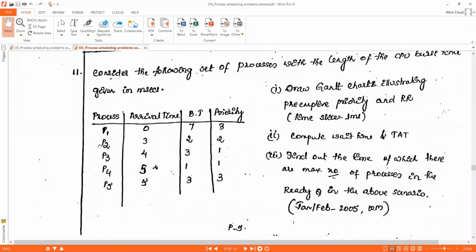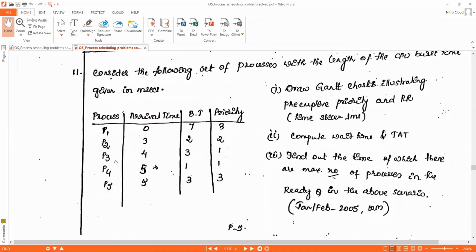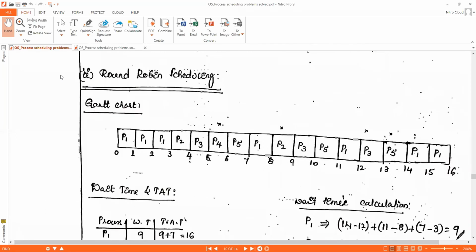So CPU will be allocated for process 2 and CPU will execute process 2 for 1 millisecond. After executing for 1 millisecond, CPU will check whether there is any process in the ready queue. Process 3 arrived at clock time 4 milliseconds, so CPU will be allocated for process 3 and it will execute in CPU for 1 millisecond.